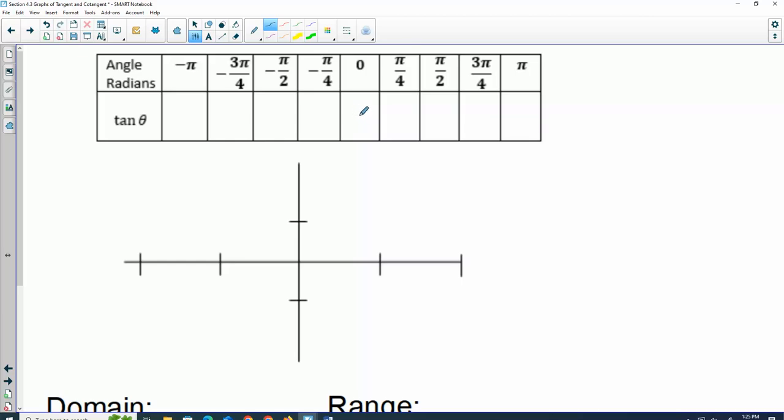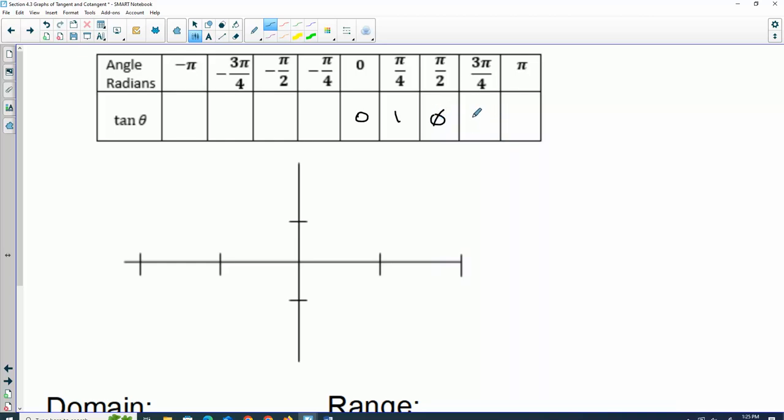Square root of the top over square root of the bottom, so 0 over 2 would be 0. Pi over 4 is 45 degrees. Tangent of 45, radical 2 over radical 2, is 1. Pi over 2, square root of the top over square root of the bottom: radical 4 over the square root of 0 is undefined.